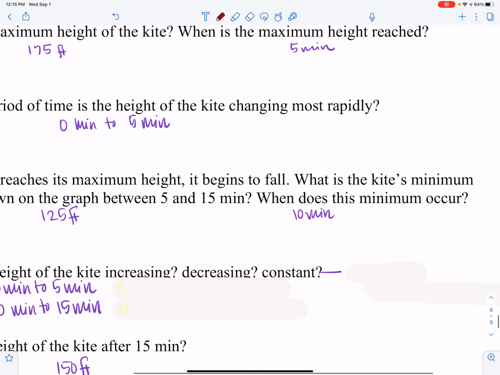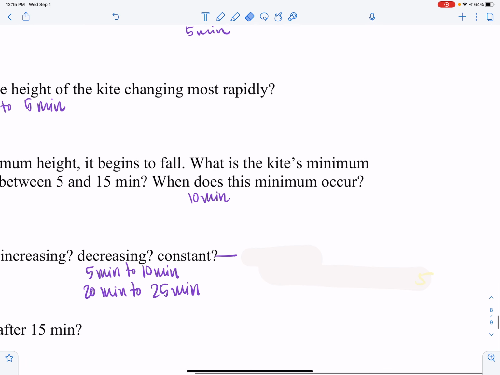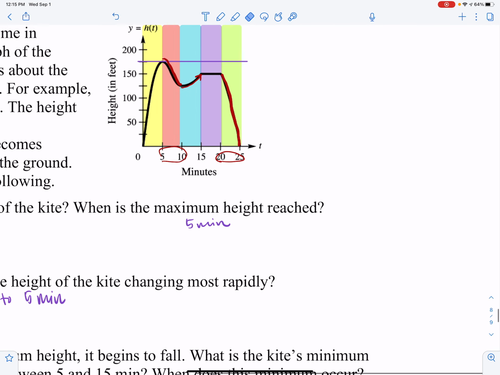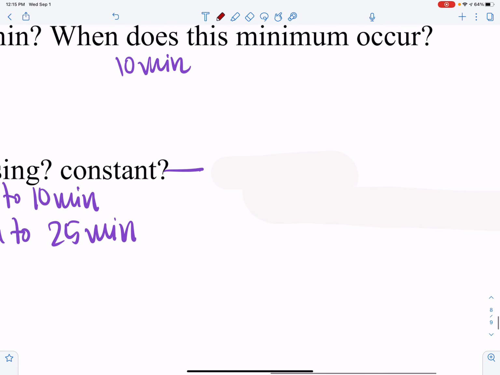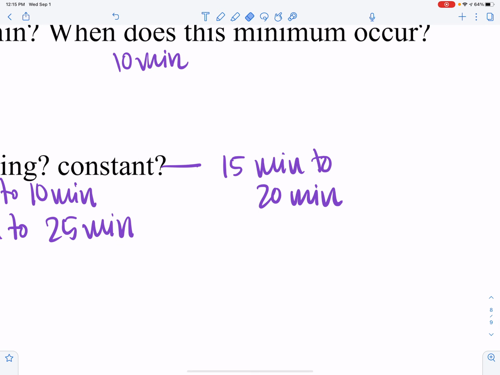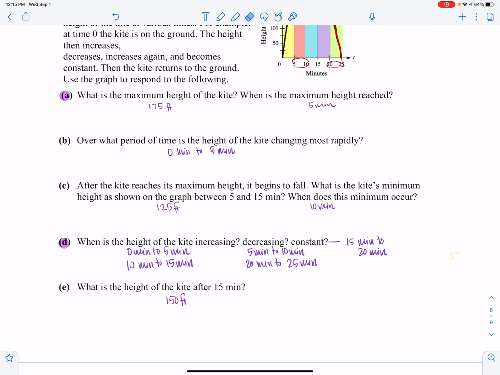So we'll come back down here and answer the question from 5 to 10 minutes and from 20 minutes to 25 minutes. And then lastly, when is it constant? So you notice that occurs only one time, and that's in the purple box from 15 to 20 minutes. So it's constant from 15 minutes to 20 minutes. All right, and that's going to wrap up the videos for this particular section.